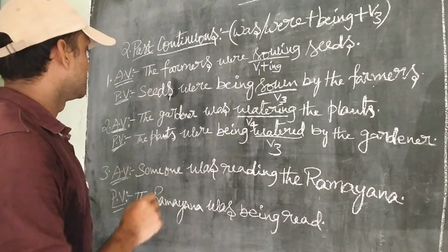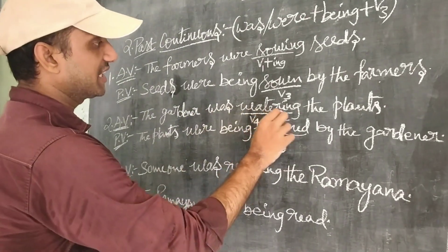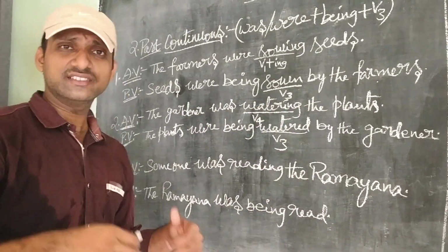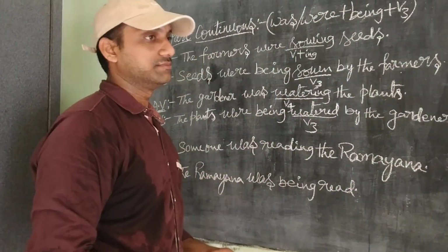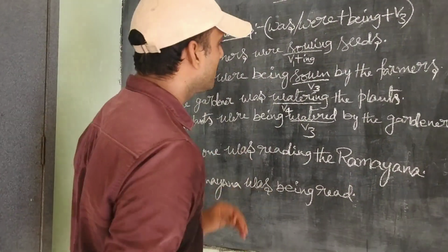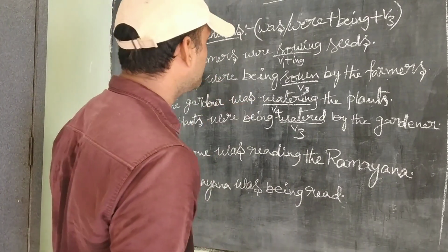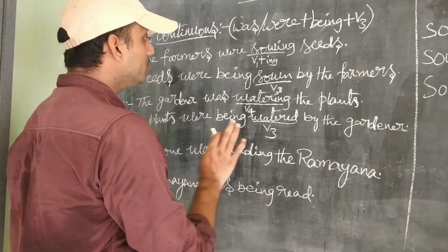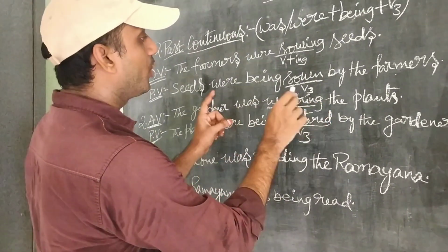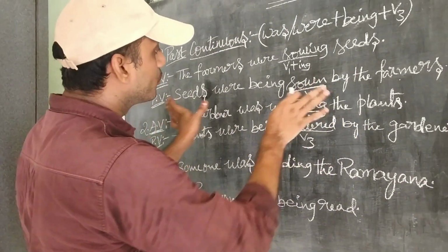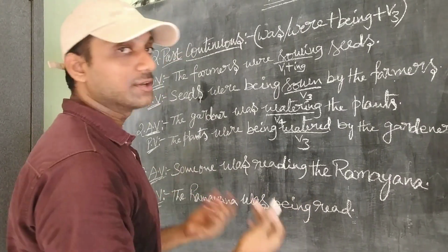See the second example. The gardener was watering the plants. Don't think that water is the noun, right? How can we change it as verb? Sometimes it may behave like that. Okay, we may come across this type of bits also. So you have to observe carefully. Is it suitable to voice or not? If it is voice, how to change it? You have to observe like that.